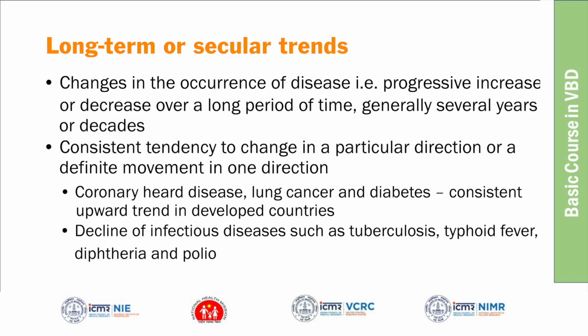But in a longer run, the changes in the occurrence of disease, that is progressive increase or decrease over a long period of time, generally several years or decades. A good example for this long-term or secular trend is in the developed countries recently, the consistent upward trend of coronary heart disease and lung cancer, and the decline of infectious diseases such as tuberculosis, typhoid fever, and diphtheria, etc. So now coming to the place distribution.